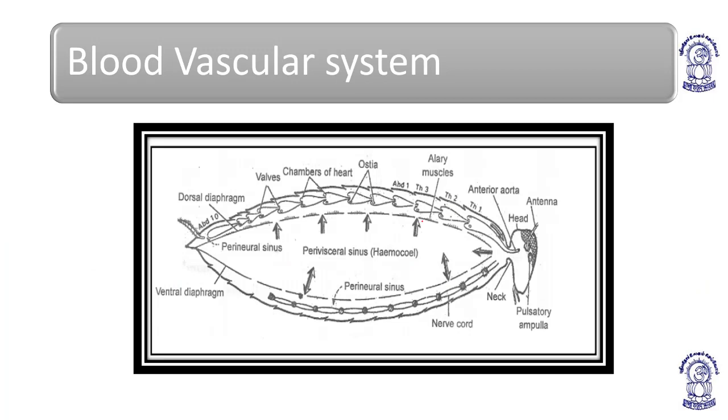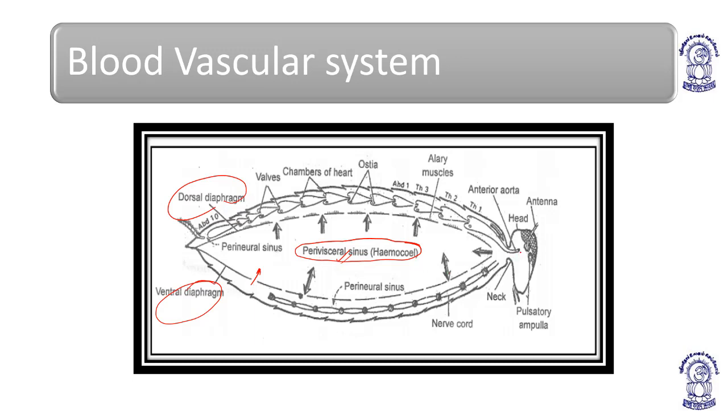This is the blood vascular system. You can see the dorsal diaphragm, and this is the ventral diaphragm. In the ventral diaphragm, you can see the pores. Both dorsal diaphragm and ventral diaphragm have these pores. The perivisceral sinus is known as what? Hemocoel. Perivisceral sinus, hemocoel. Then perineural sinus.